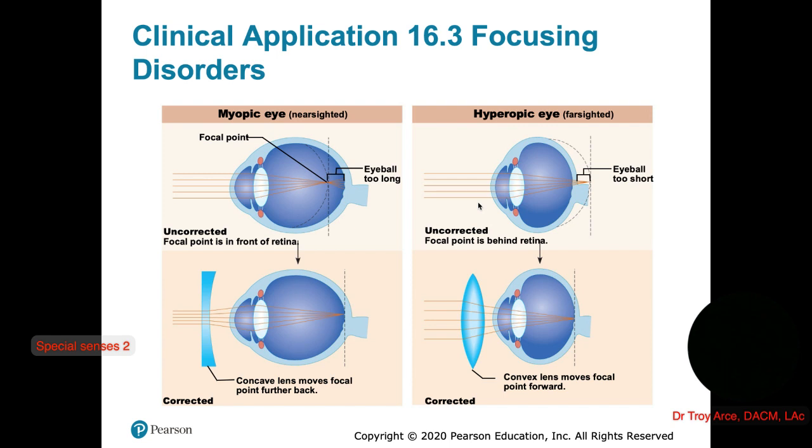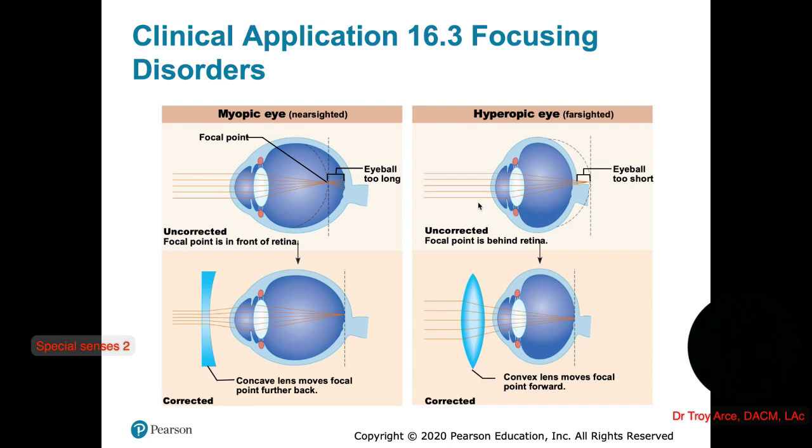Clinical applications, any type of focusing disorders. So myopic eye is nearsighted, and hyperopic eye is farsighted. So people will have readers and things like that. As they age, their eyes actually change. And so the hyperopic, the farsighted, the eyeball is too short, or the myopic, nearsighted, the eyeball is too long. And so we need to wear corrective lenses to actually fix that.